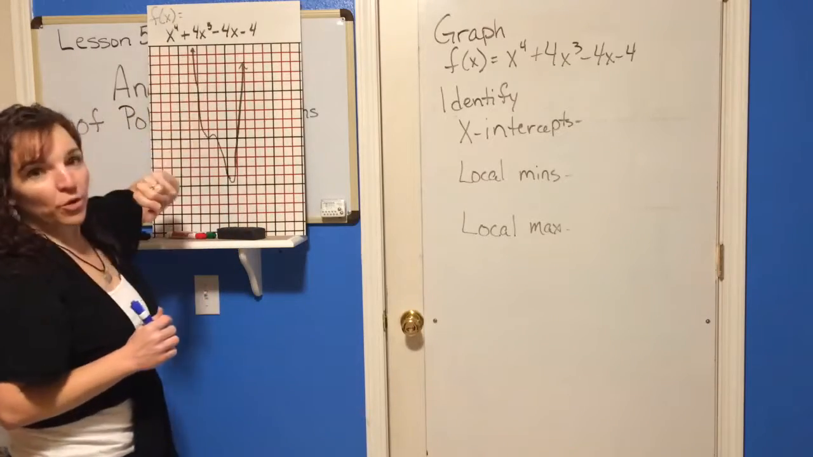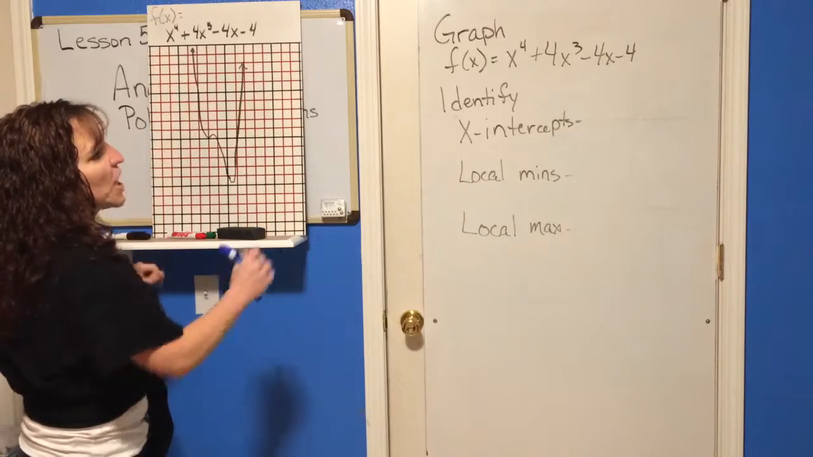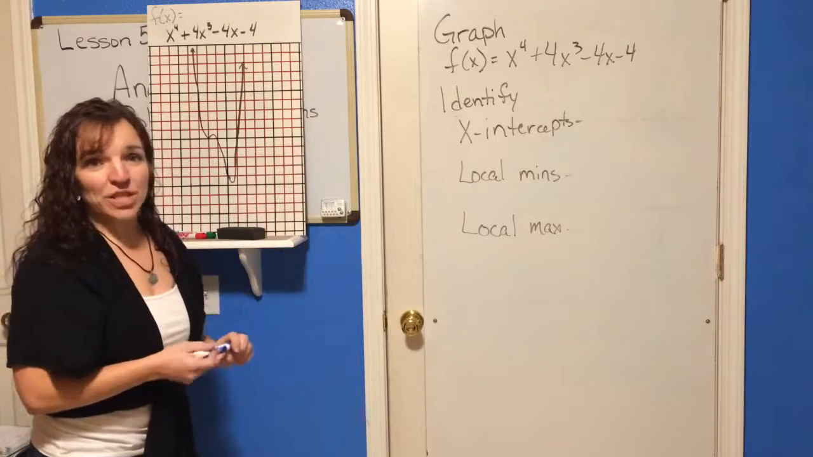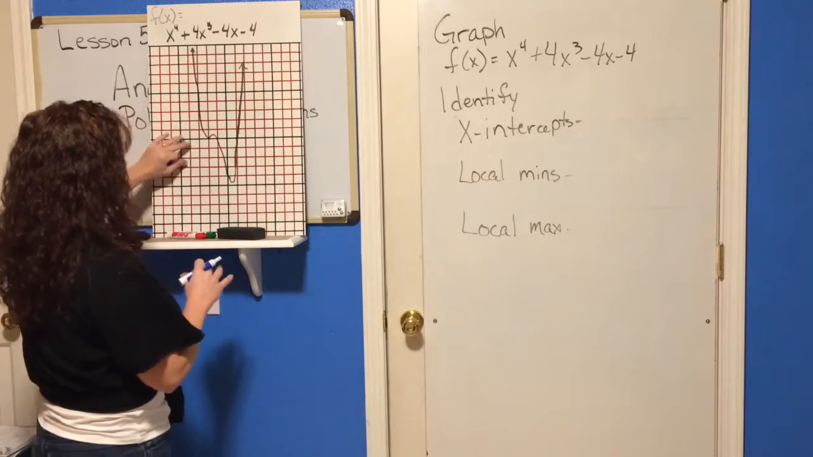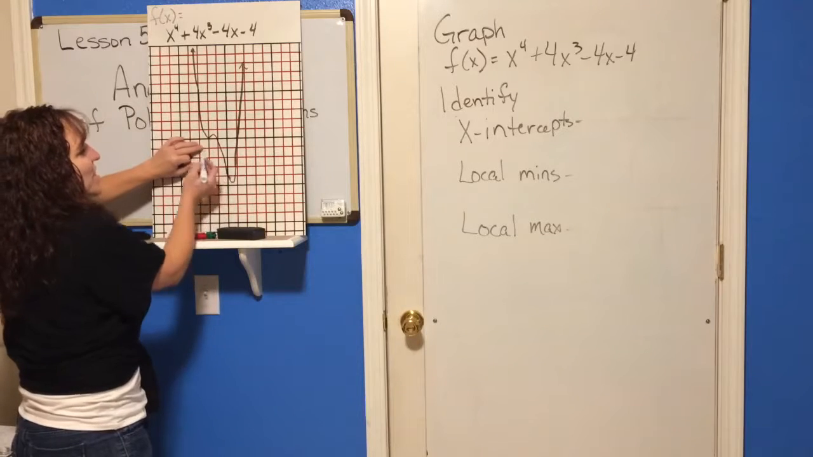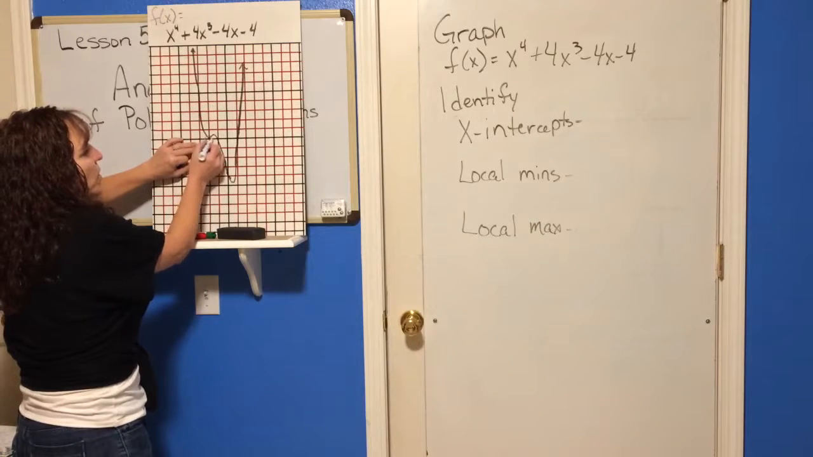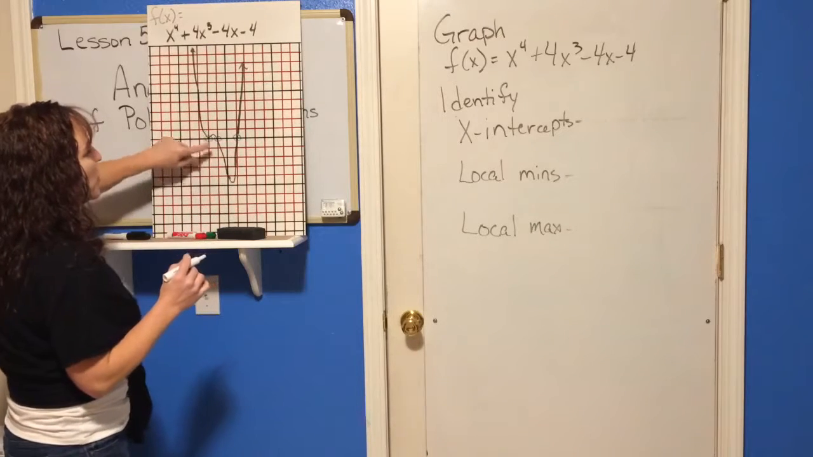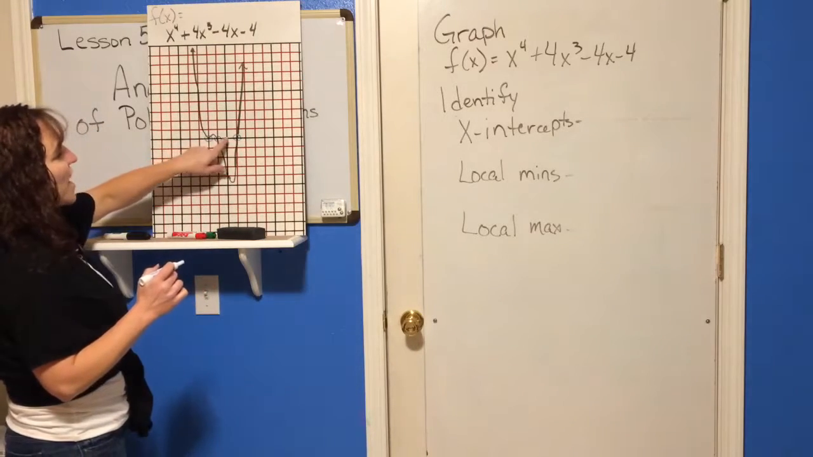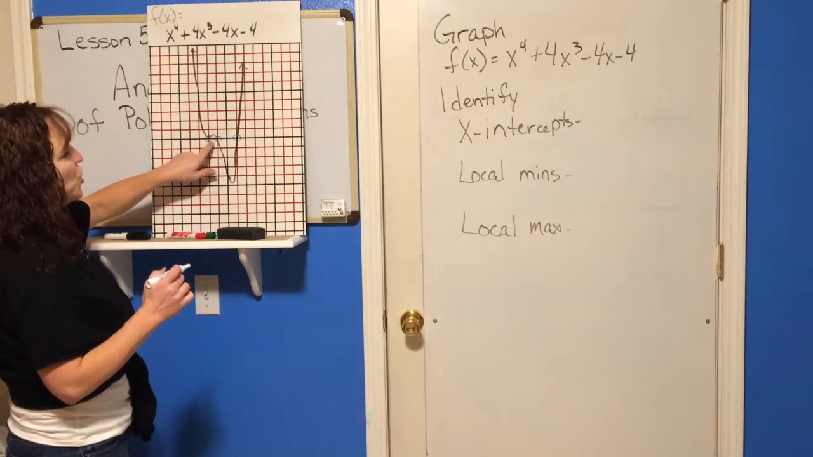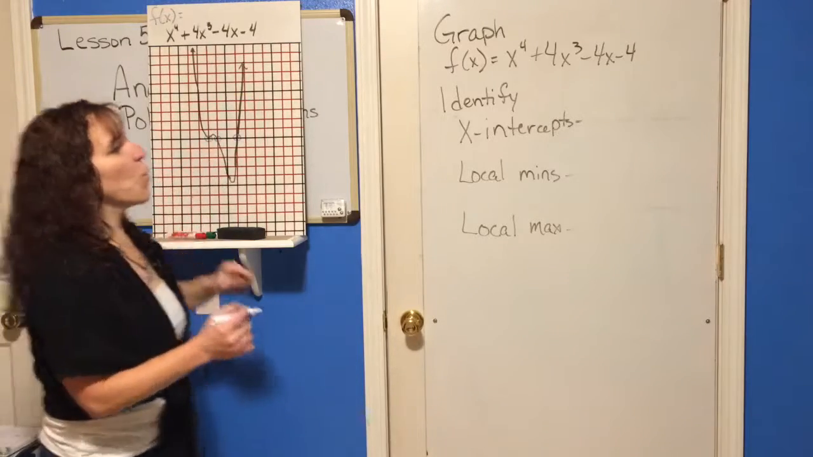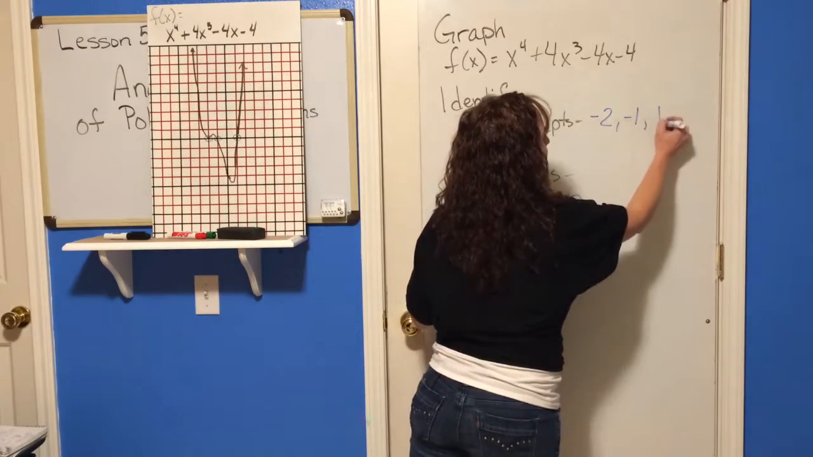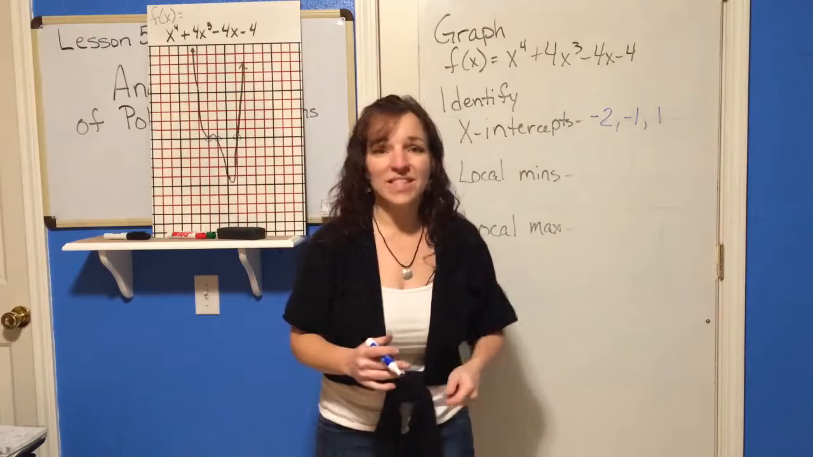But this is roughly what the graph looks like, and it's close enough that we'll be able to tell. So we want to identify first the X-intercepts. The X-intercepts are anywhere that graph crosses the X-axis. So I see a point here, and a point here, and a point here. And these actually look like they're pretty close. So we're going to call the X-intercepts -2, -1, and 1. So at -2, it crosses, at -1, it crosses, and at 1, it crosses. So it's as simple as that.